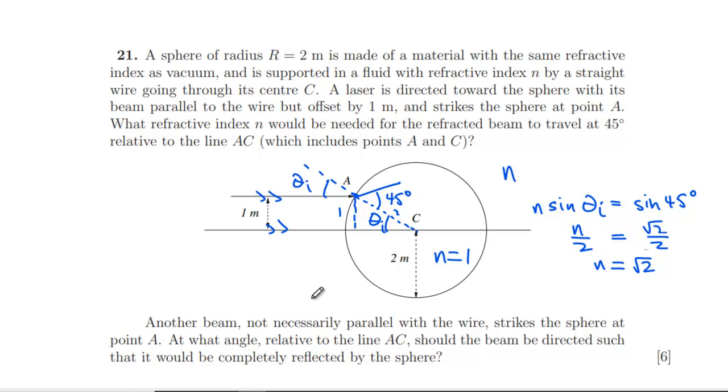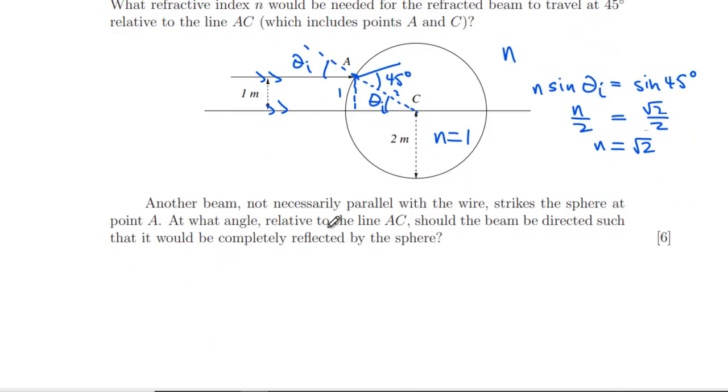Another beam, not necessarily parallel with the wire, strikes the sphere at point A. Right, so it's hitting in the same place, but we're changing the direction of the beam. At what angle relative to the line AC should the beam be directed so that it would be completely reflected by the sphere? So we need to find our critical angle and then say that theta I is going to be greater than that.